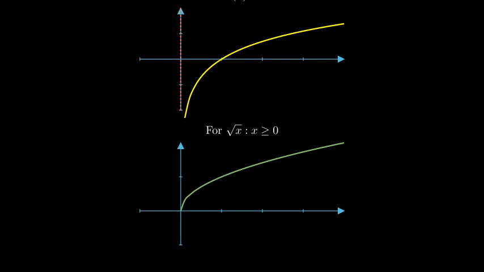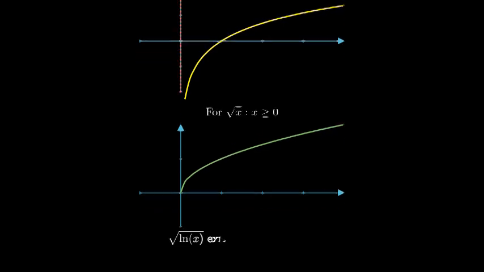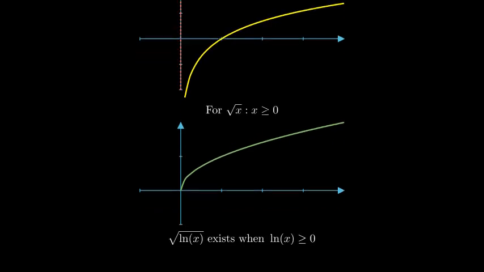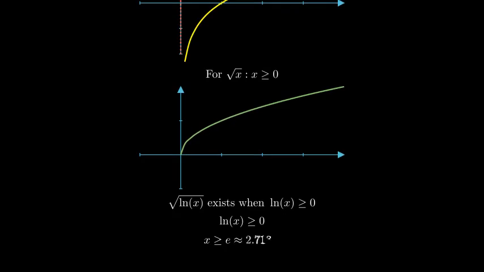Now, let's combine these restrictions to find the domain of our composite function. First, since we're taking the square root of ln x, we need ln x to be greater than or equal to 0. We can solve this inequality. If ln x is greater than or equal to 0, then x must be greater than or equal to e, which is approximately 2.718. Therefore, the domain of our function is all x greater than or equal to e.